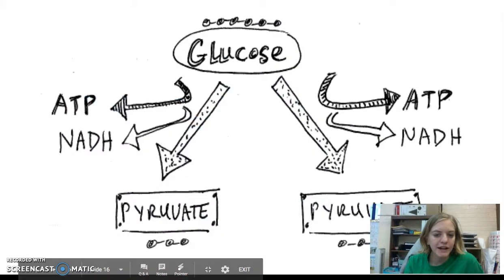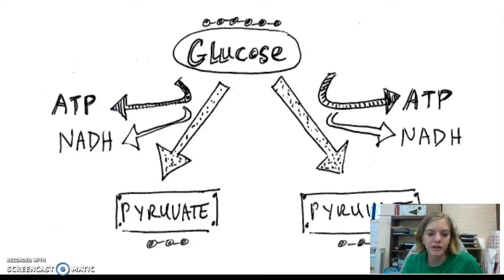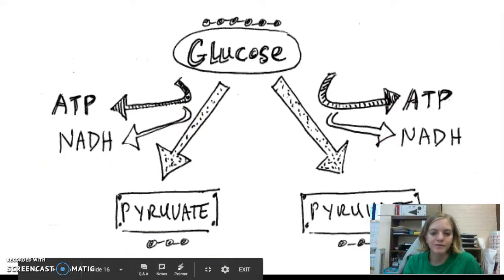This is just, once again, another picture, a very simplified version of glycolysis, but you can see the glucose is splitting. We get 2 ATP, 2 NADH, and 2 pyruvate.